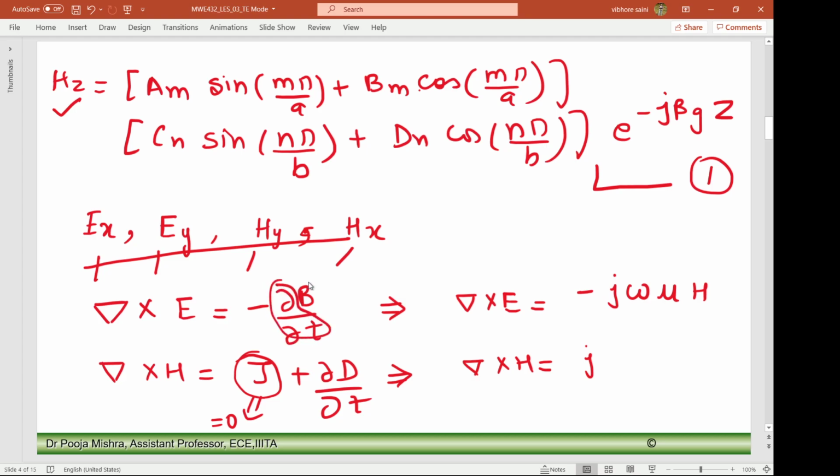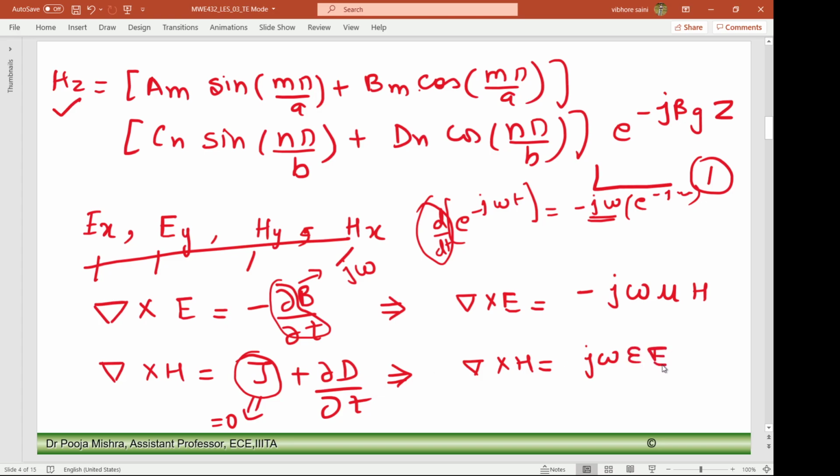This term is considered as j omega: exponential minus j omega t. If we differentiate it, this will become minus j omega exponential minus j omega t. So that's why we'll put del by del t as j omega. So this will become j omega, D will be epsilon into E.